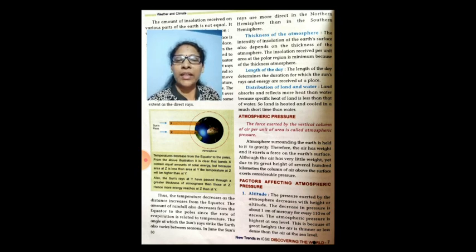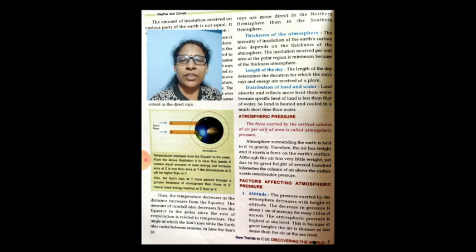Although the air has very little weight, yet due to its great height of several hundred kilometers, the column of the air above the surface exerts considerable pressure. Because of the height of the atmosphere, you can see that it puts force and pressure over the earth's surface. So we will study now the factors affecting the atmospheric pressure. The first is the altitude and the second one is the temperature.